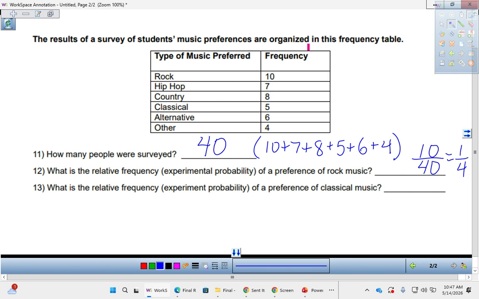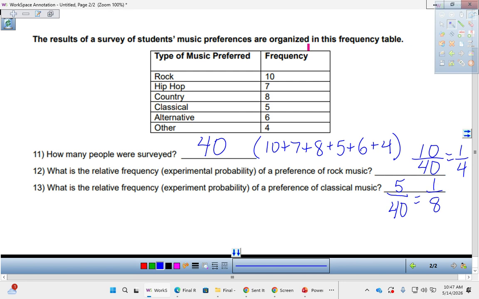A new word here would be relative frequency, but it really is an old word, experimental probability. The difference between an experimental probability and a relative frequency is that a relative frequency is in a table, and an experimental probability is not necessarily. Same idea though, right? So it says, what is the relative frequency, which is really the experimental probability, of a preference of classical music? So I go to classical. There are 5 people who picked classical out of the total number of people, which is 40. If I simplify that fraction, that's 1/8. So we're just reading the table.